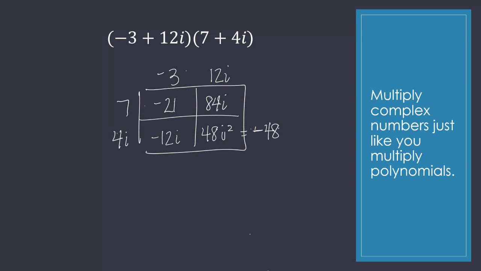Notice this time when I take 48i squared, I'm multiplying negative 1 by positive 48, which gives me a negative 48. Now again, I'm going to combine my like terms. So first I'm going to take negative 21 plus negative 48, which gives me negative 69. And then I'm going to take negative 12i plus 84i, which gives me a positive 72i. Okay? So again, multiply it out, combine like terms. You could use FOIL as well if that's what makes sense to you. I prefer the box just because it reminds me in my last box I need to simplify with that i squared.